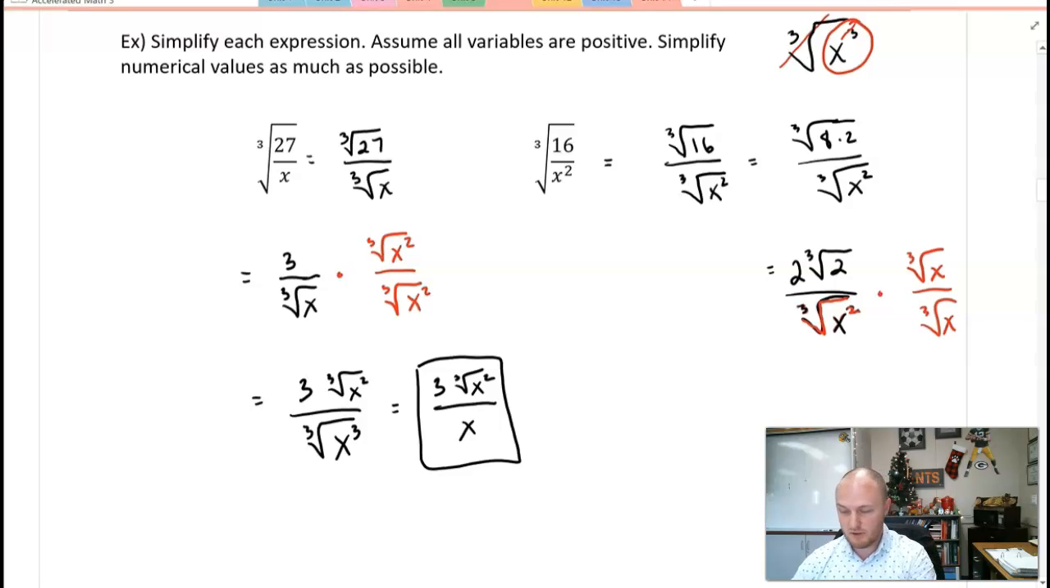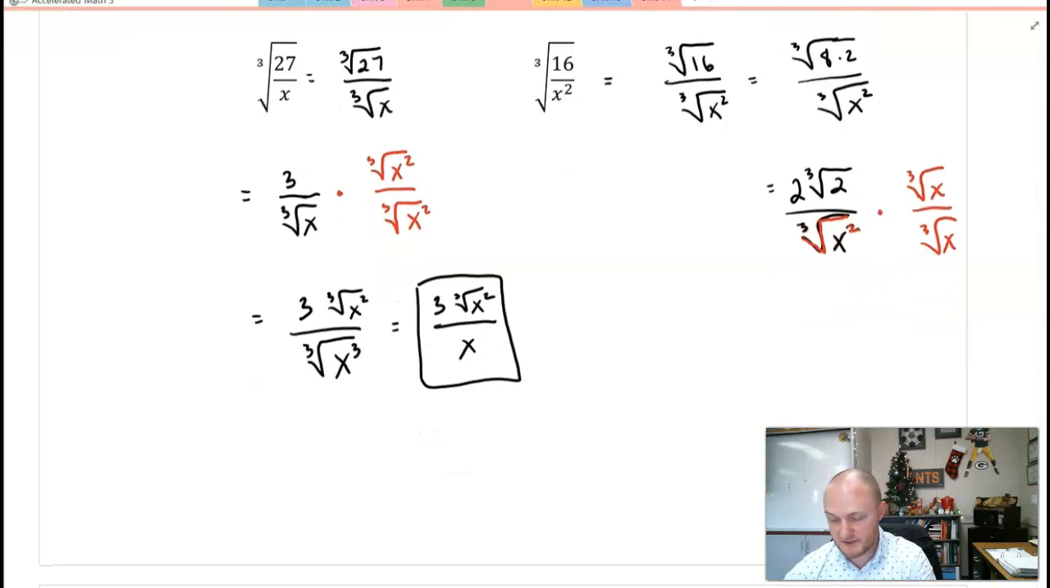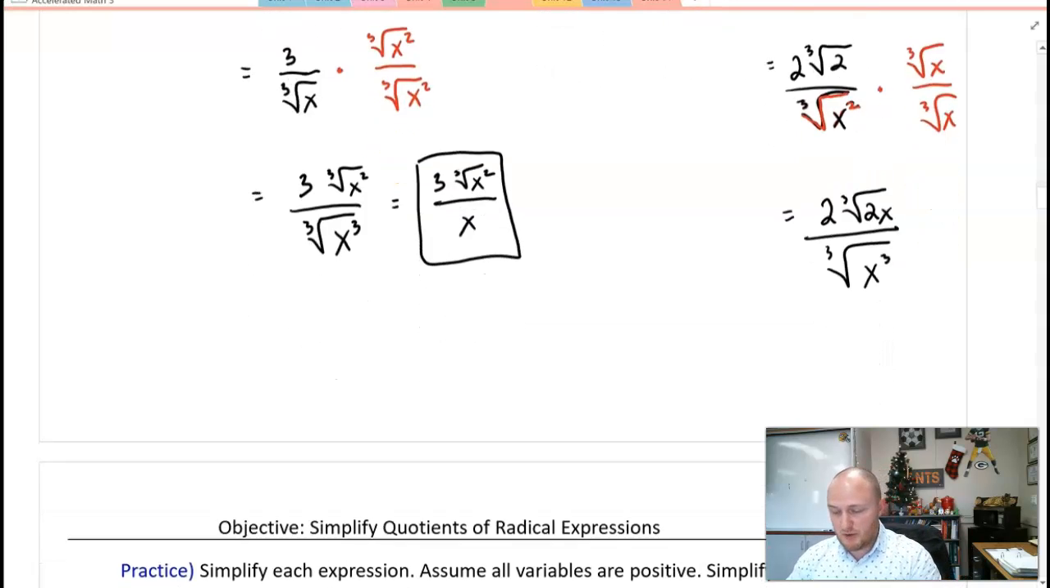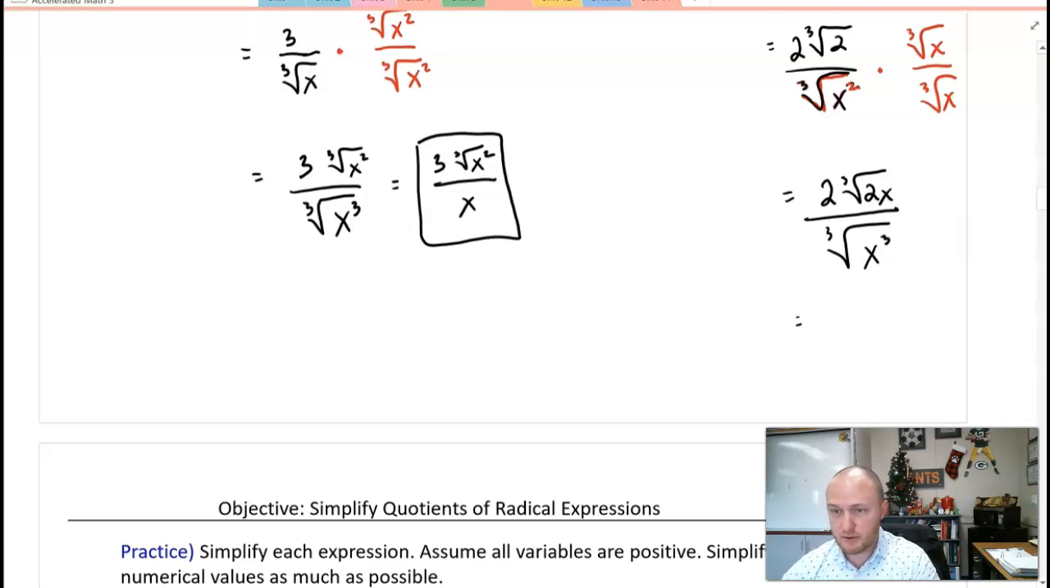Okay, so what happens? We get 2 times the cubic root. Cubic root of 2 times cubic root of x is cubic root of 2x. And then I have the cubic root of x cubed, right? x squared times x gives us x cubed. Perfect, that's what I want, because now the cubic root cancels. So I have 2 times the cubic root of 2x all over x.